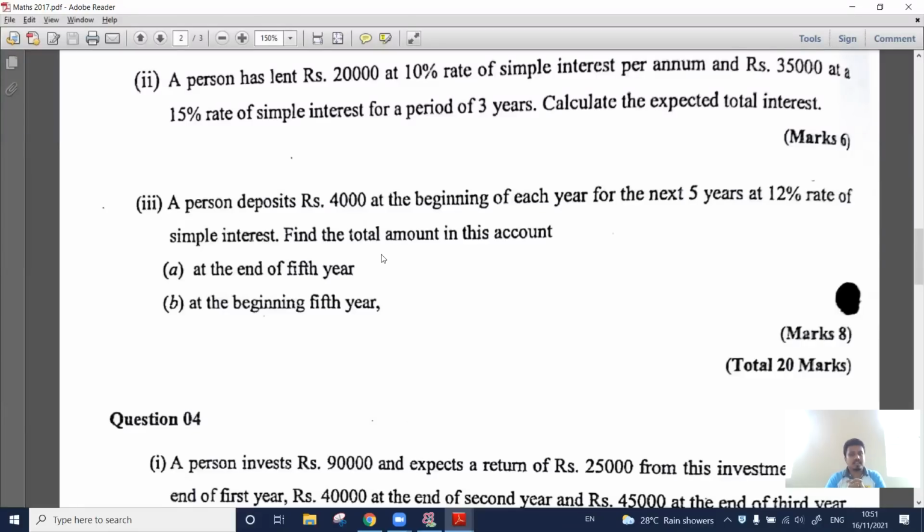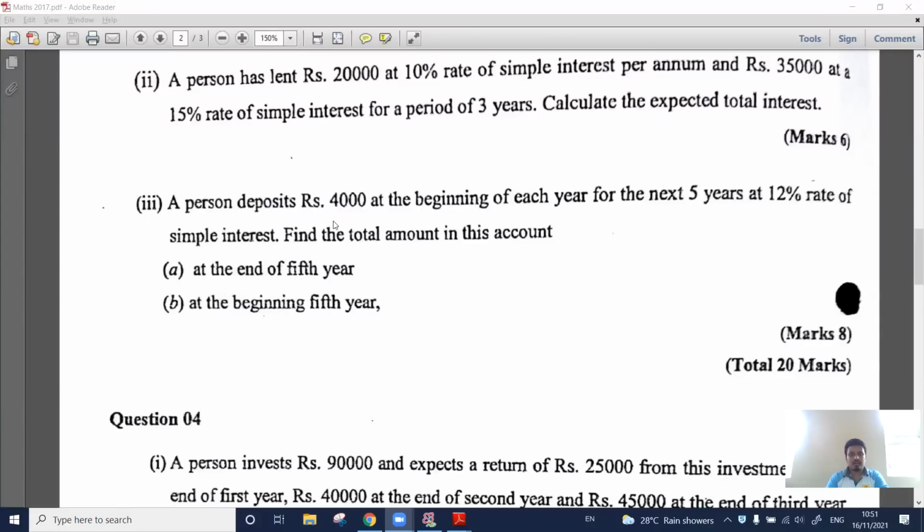This is what then? From which area of the syllabus is this tested? Same amount at equal time gaps for a specific time period. So this is from which area? Yes, exactly. That is from annuities. An equal amount at equal time intervals for a specific time period. Same amount at equal time gaps for a specific time period. So this is an annuity.